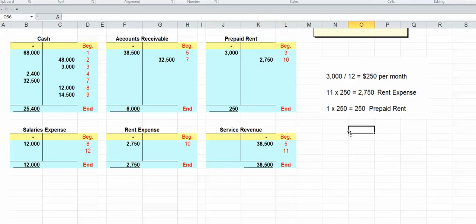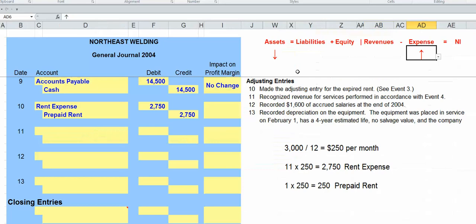Either approach will give us the same adjusting entry, a debit to rent expense for $2,750 and a credit to prepaid rent, and the proper ending balance for prepaid rent and the proper expense for 2004 rent expense. And of course, since this journal entry involves a decrease to assets and an increase to expenses, the increase in expenses would decrease net income, and we would say this adjusting entry will serve to decrease our profit margin.